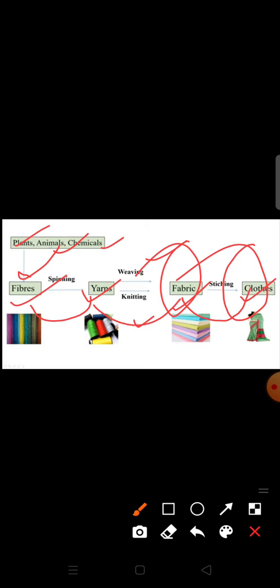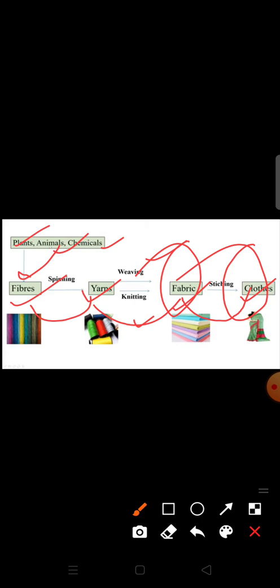So first of all, we will conclude how we get clothes from these fibers. Okay, so we get fibers from the plant, animal and the chemical sources, and we get yarns from these fibers, and these yarns are converted into fabrics, and fabrics are used to make different types of clothes. Okay, so this is how we get different types of clothes from different fibers.